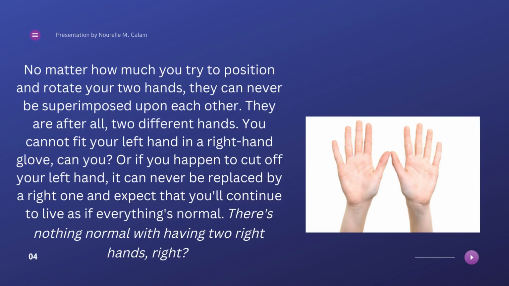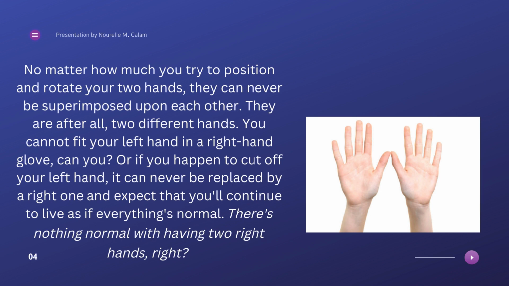Now, no matter how much you try to position and rotate your hands, you try to rotate it as much as you can, you can never superimpose one of your hands upon the other. Because when you put them upon one another, they do not match at all points in the hand. Now, they are, after all, two different hands.